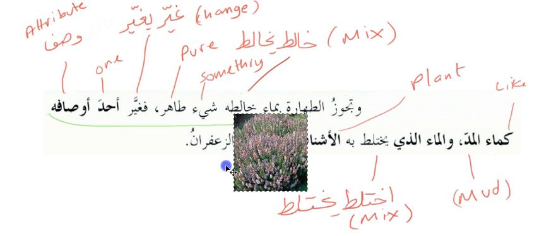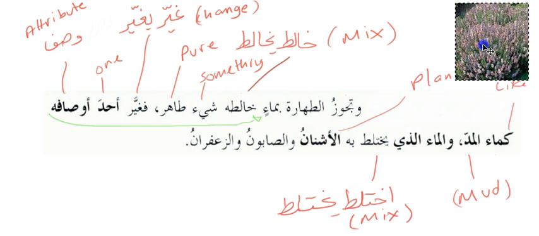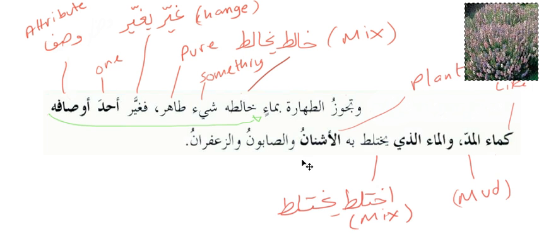Here's a picture of it. You can see the plant is called hyssopus. And it's mixed with water, and it gives a very fragrant smell, and it acts as a detergent as well in cleaning. They used to use it in the old days. Next is saboon. Saboon, this is soap.